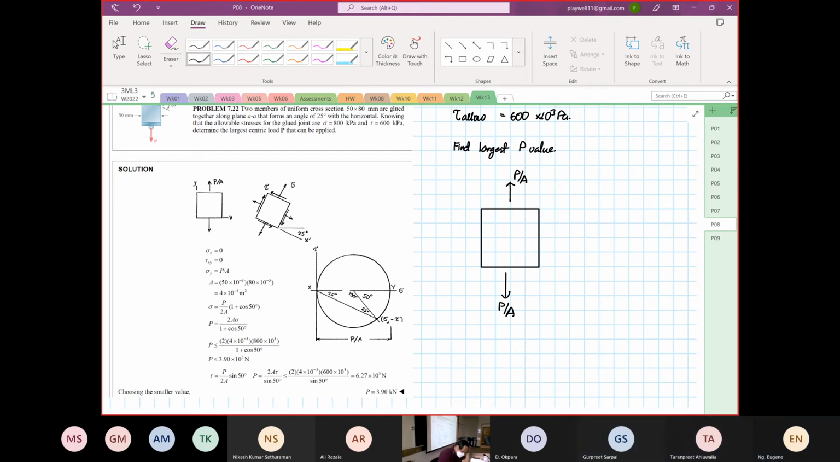Okay. Yes. So we know that this is point X and this is point Y, right? So we know that stress X is equal to 0, and stress Y is equal to plus P over A. And we know that the shear XY is equal to shear YX. They're all equal to 0 at 0 orientation.